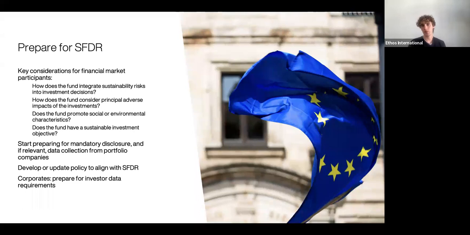So start preparing for mandatory disclosure, especially data collection. Get those processes in place, as you will have to collect and disclose data. Update policies, website disclosures, and pre-contractual disclosure agreements so that they are in line with the SFDR requirements. And for corporates, obviously prepare so that you can provide investors and owners with the data that they have to report according to law.